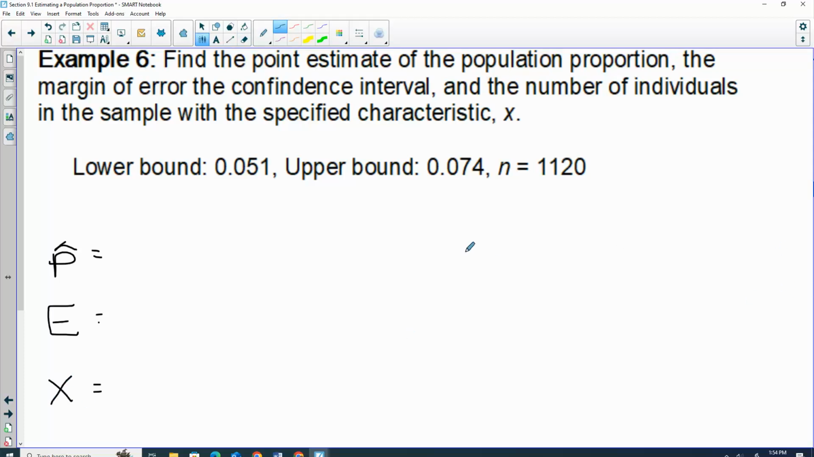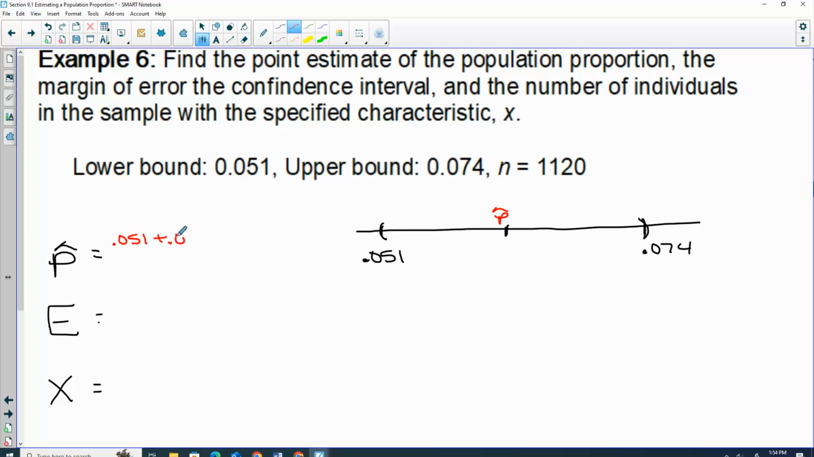Okay. What we know is our lower bound. So the interval began at 0.051. It ended at 0.074. What has to happen in the middle? The middle is our p hat. How do you find the middle? Add the two together. Okay. So to find our p hat, we're just averaging those. And we get 0.065.